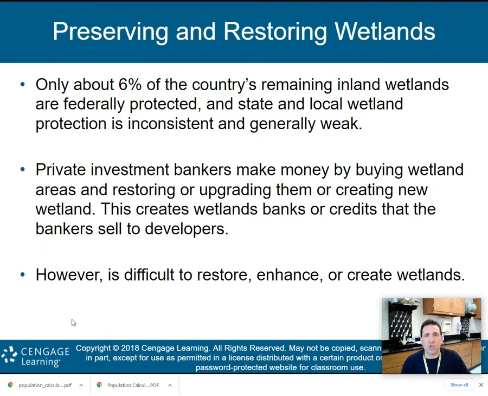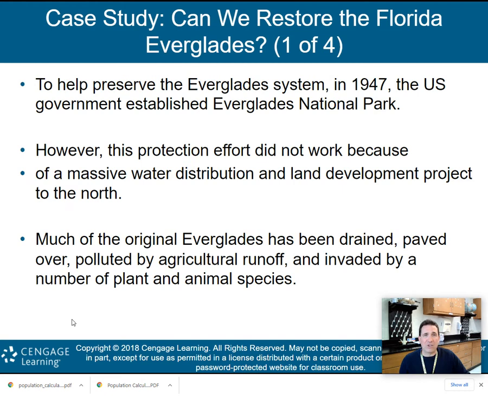Only about 6% of the country's remaining inland wetlands are federally protected, and state and local wetland protection is inconsistent and generally weak. So here's an area where we can help preserve and restore wetlands. Let's get some better state and local wetland protection. Now, private investment bankers actually make money by buying wetland areas and restoring them, or creating new wetlands. This creates banks or credits that the bankers can then sell to developers who want to develop that wetland. However, it's difficult to restore, enhance, or create wetlands. So again, this system isn't working as well to preserve and restore wetlands.